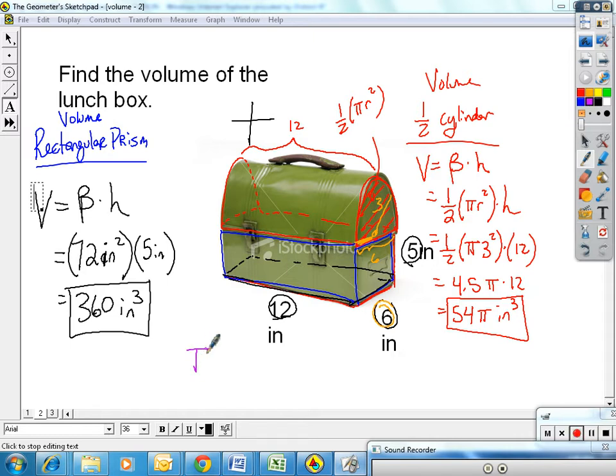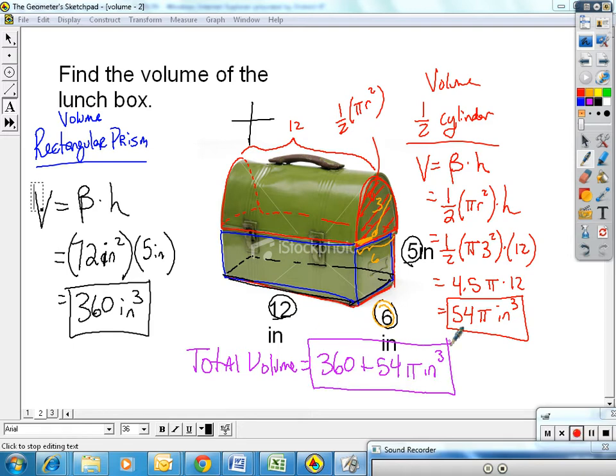So the total volume is equal to 360 plus 54 pi inches cubed. Always leave your answer exact in terms of pi or roots whenever you can, unless the application warrants differently.